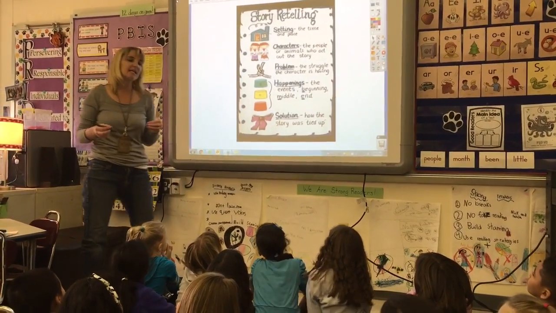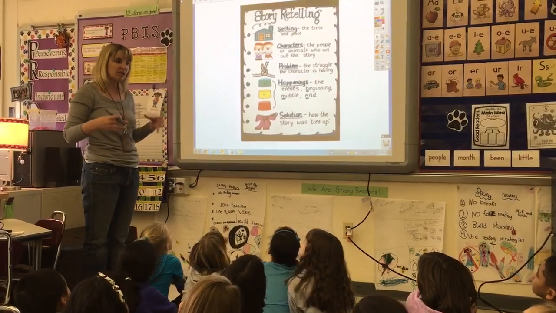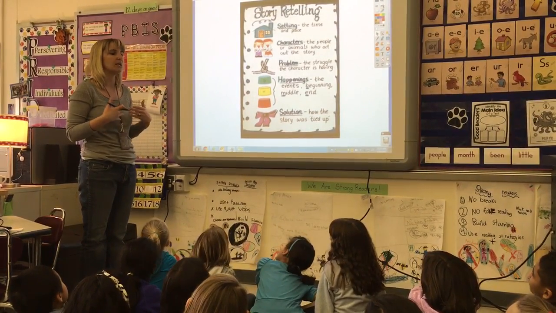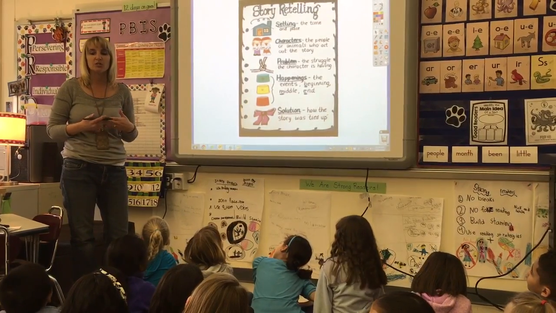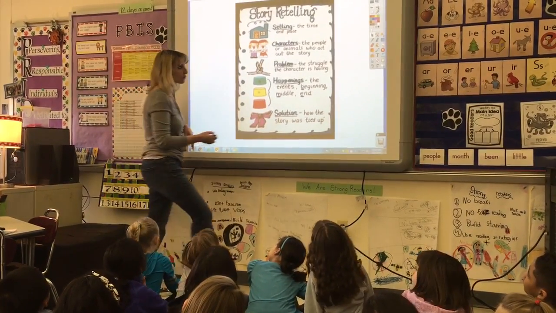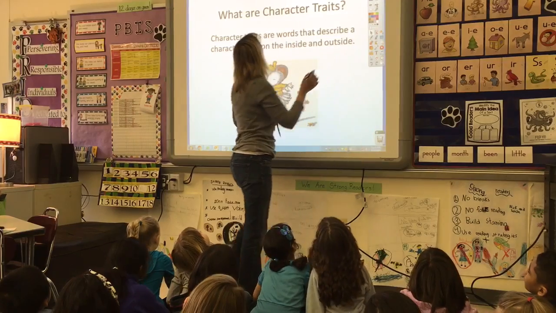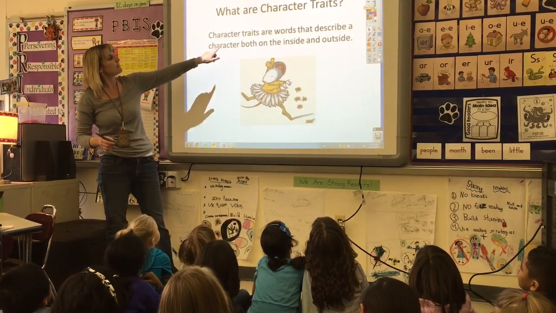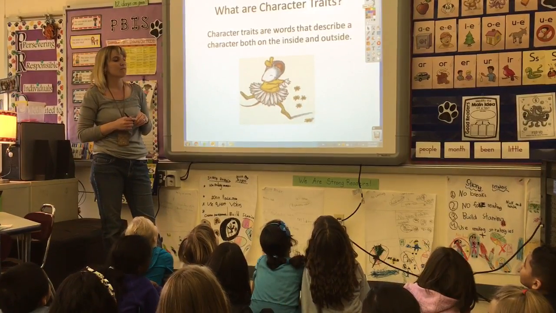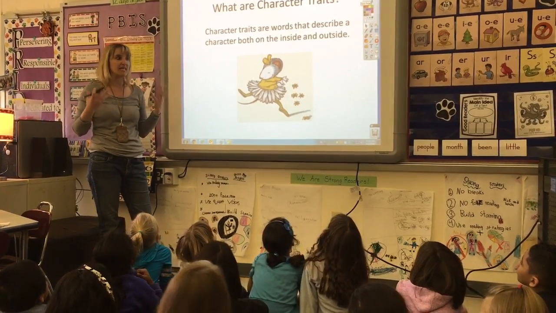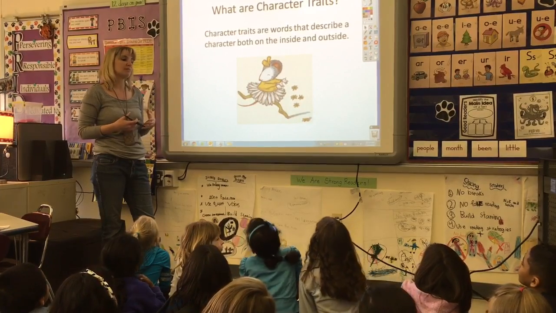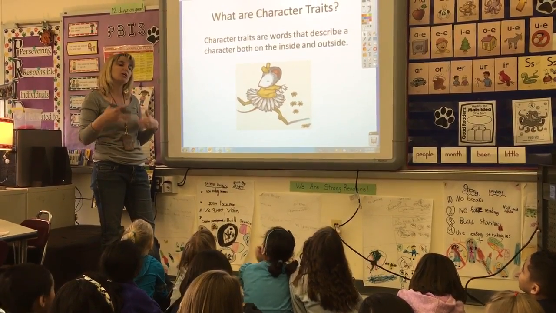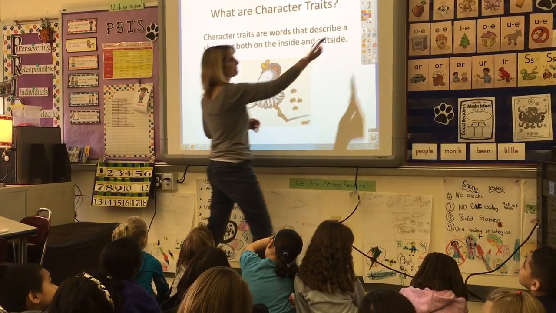What we're going to look at today is those characters and what kind of traits, what kind of words we use to describe them. Our character traits are words that describe a character from both the inside and the outside. We sometimes call them internal and external, but they're the words that we're using to describe them.